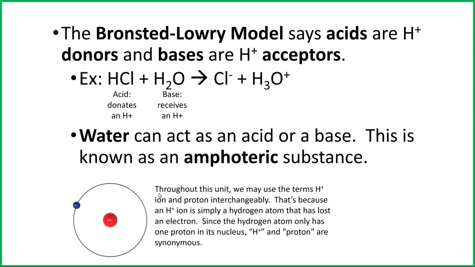So, like I said, throughout this unit, we might be using the terms H plus ion and proton interchangeably. So I was calling this an H plus ion or H plus, but generally we do talk about it as a proton when we're discussing acids and bases. And that's because an H plus ion is simply a hydrogen atom that has lost an electron. And since it only has one proton in the nucleus, when it loses this electron, it's just one proton here. So those are synonymous terms. H plus ion and proton are exactly the same.